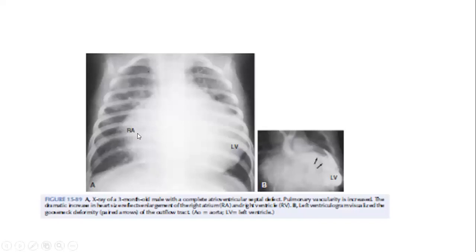This is a chest X-ray. There is a gross enlargement of the right atrium with increased pulmonary vascular markings due to increased pulmonary blood flow. The left ventricle can also be increased in size due to significant left-sided valve regurgitation. And this is an LV angiogram which is showing the gooseneck. This is the LV outflow tract.